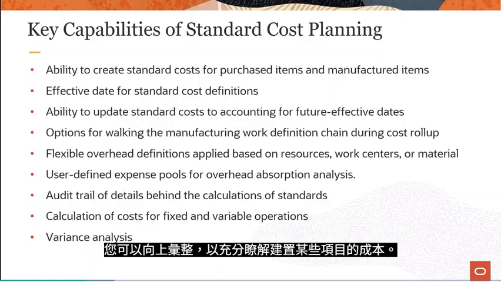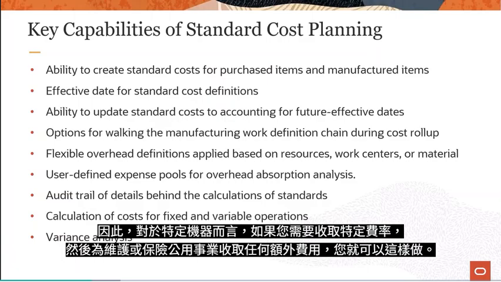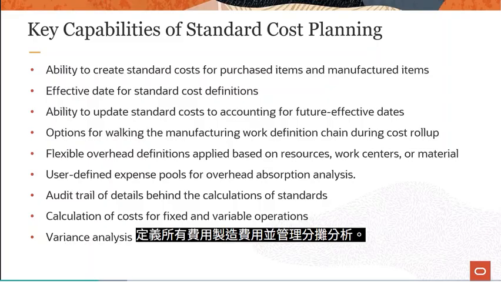You can roll that up so you get a pretty good idea of what your cost of building something is. You can apply overheads to not only the material, but resources and work centers. So for a particular machine, if you need to charge a certain rate, and then any overheads for maintenance or maybe insurance, utilities. You've got the ability to do that, define all of your expense overheads, and manage your absorption analysis.